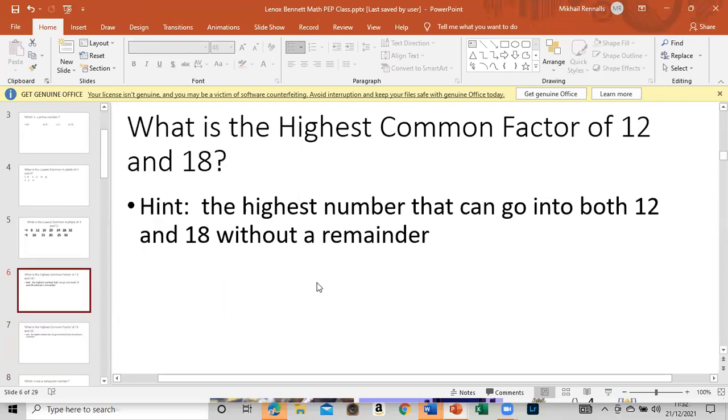All right, this one said, what is the highest common factor of 12 and 18? And it gives you a hint. It says the highest number that can go into both 12 and 18 without a remainder. What's the highest common factor?